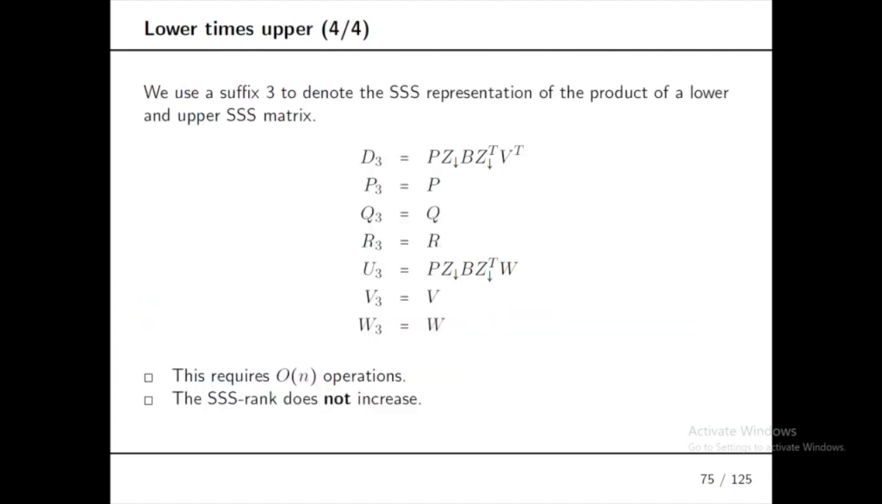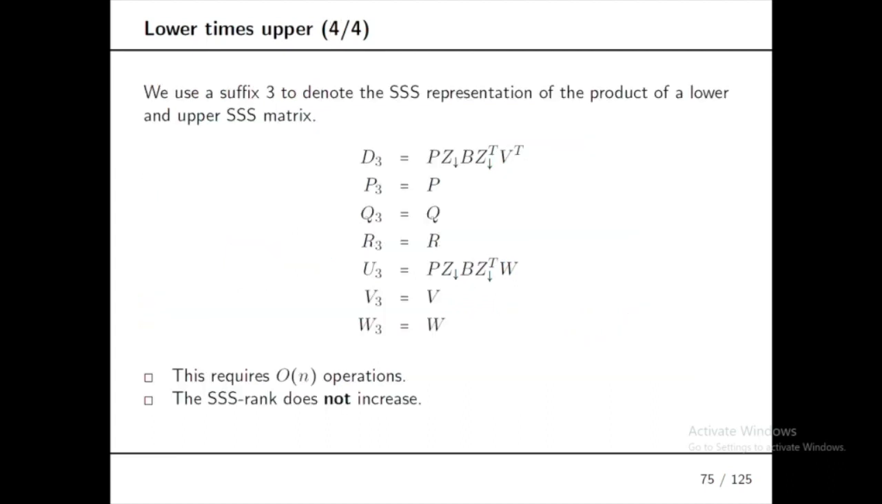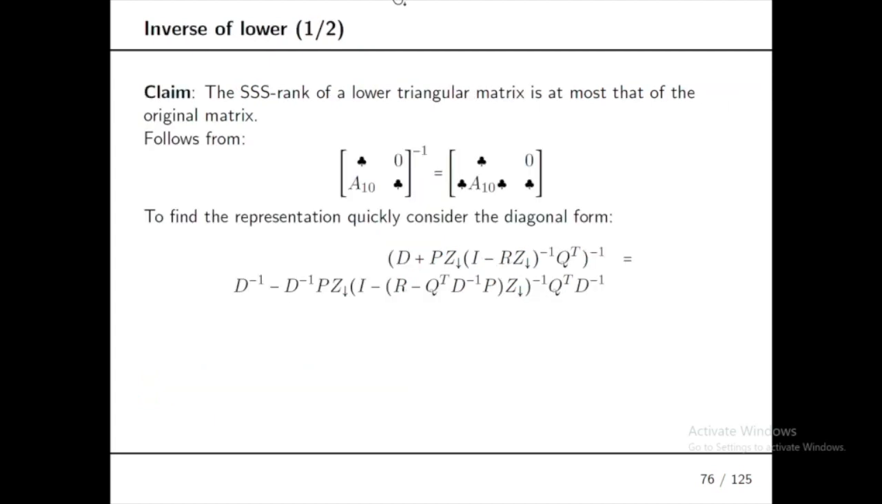So you can now take all of that and write down the representation of lower times upper explicitly if you wanted to. We notice that when we multiply a strictly lower triangular with a strictly upper triangular, the SSS rank does not increase, as you can see. They all are still R by R matrices inside the diagonal. So there is no increase in SSS rank. We multiply lower times upper, which is kind of strange.